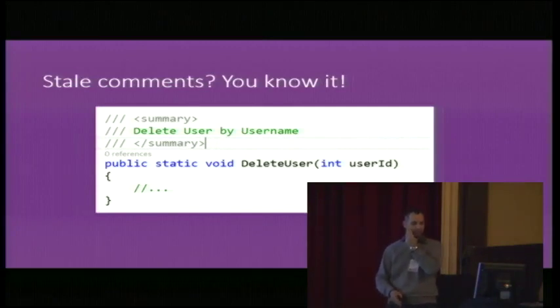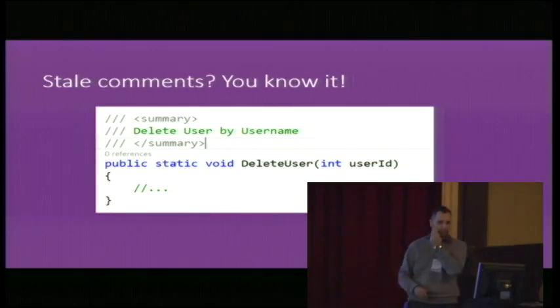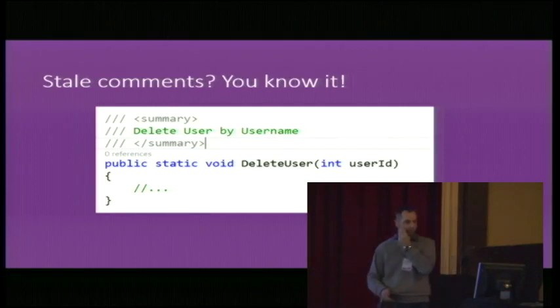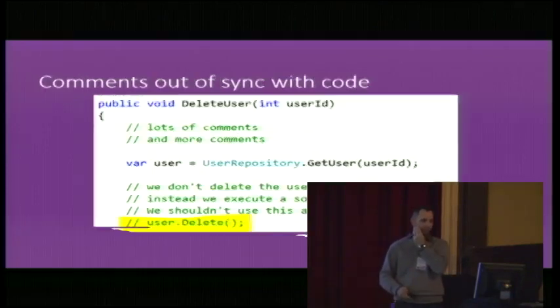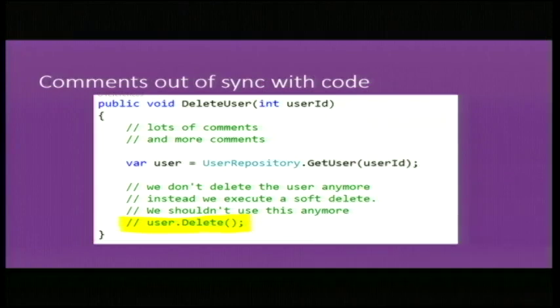Somebody had a delete user by username, somebody probably changed it to use the user ID, they forgot to change the documentation, and there you go, you end up with a very invalid comment. I've done it, and some of you probably have done it in the past. Comments out of sync with code.